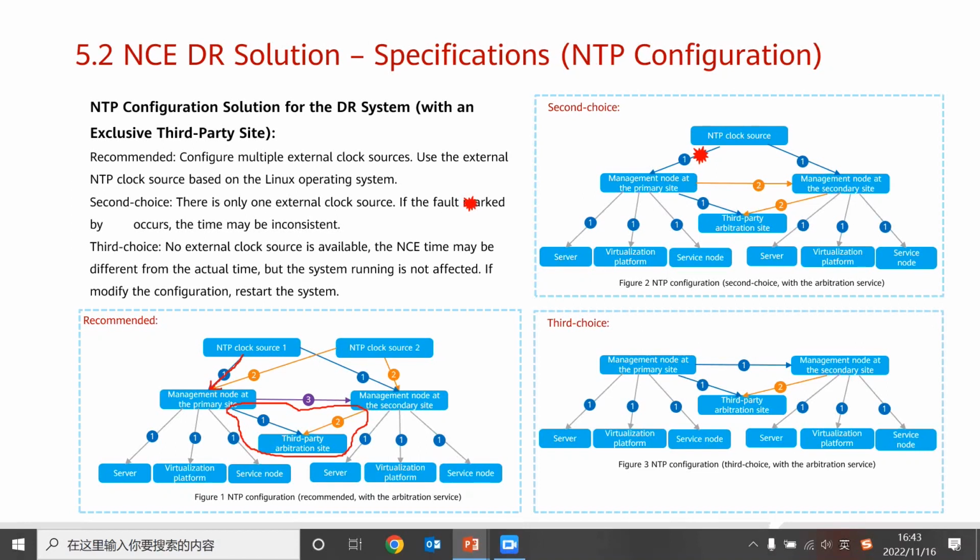time information to the primary side, and then the primary management node gives the information to the arbitration side. Same thing for the secondary side. Also, the clock source gives information to the management node, and the management node gives information to the third party side. This is how the NTP configuration works.